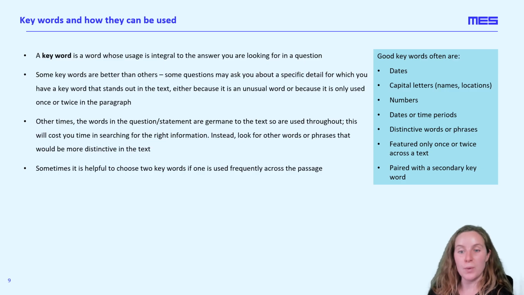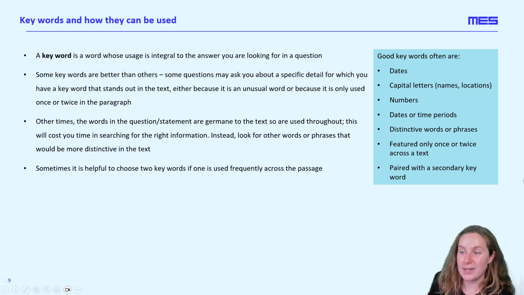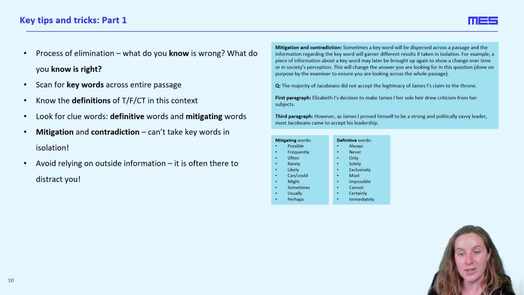You would want to look for the word rivet, because even if it's not a capital letter or a location, it is a word that is only used maybe once in this passage about the Eiffel Tower and its conception and construction. And as I said again, sometimes it's helpful to choose something like rivet and Ferris wheel together, if we're talking about construction of major landmarks, for example.